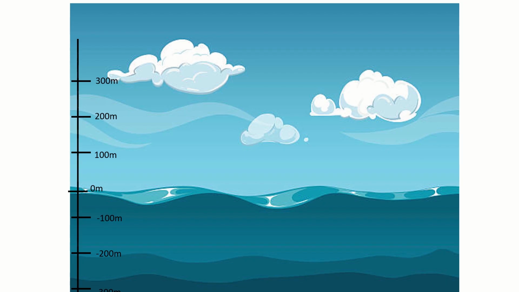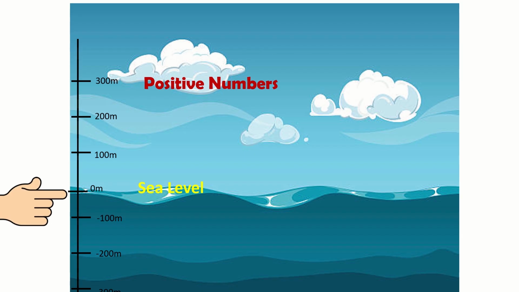All right. Now we can also use integers, positive and negative numbers, when measuring the sea level. Anything above sea level are positive numbers, and any number below sea level are considered negative.